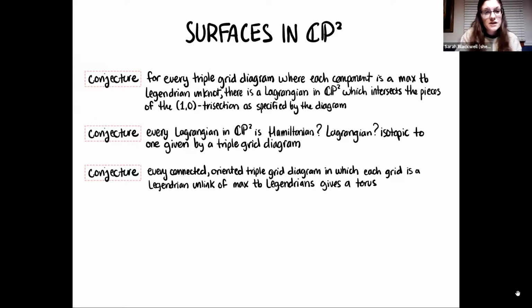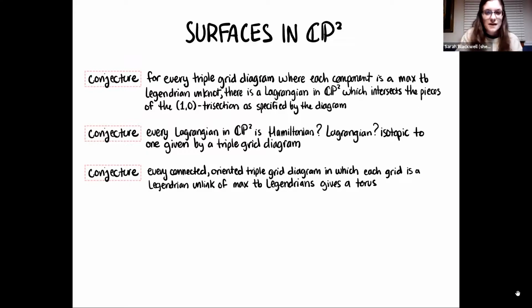So a much stronger conjecture then is that every Lagrangian in CP2 is isotopic, maybe Hamiltonian, maybe Lagrangian isotopic, to one given by a triple grid diagram. That's pretty strong, maybe more of a question than a conjecture. But a weaker conjecture is that every connected oriented triple grid diagram in which each grid is a Legendrian unlink of max TB Legendrians gives a torus.